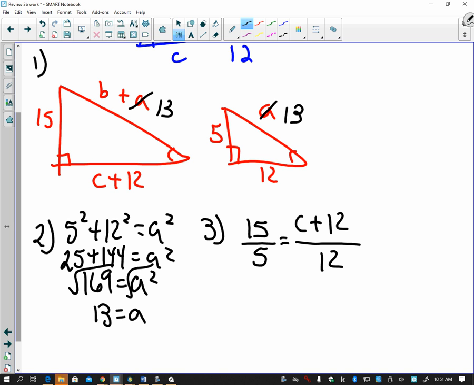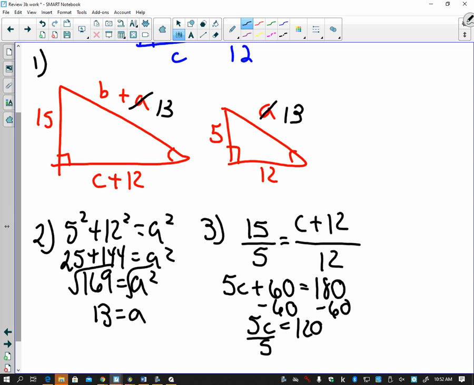Now it's a matter of cross multiplying. But as I do, I need to distribute the 5. So that's 5C. The big mistake that people make here is they'll distribute the 5 to the C, but they won't distribute the 5 to the 12, and they'll wind up with 5C plus 12 instead of 5C plus 60. Then we need 15 times 12, which is 180. Subtract 60 from 180, which is 120. 5C equals 120. Divide by 5. So C equals what? 24.